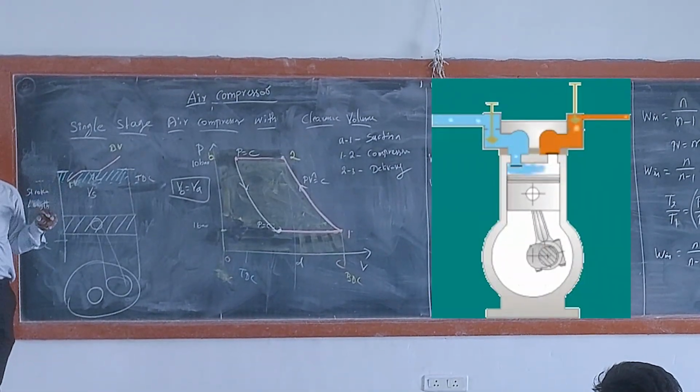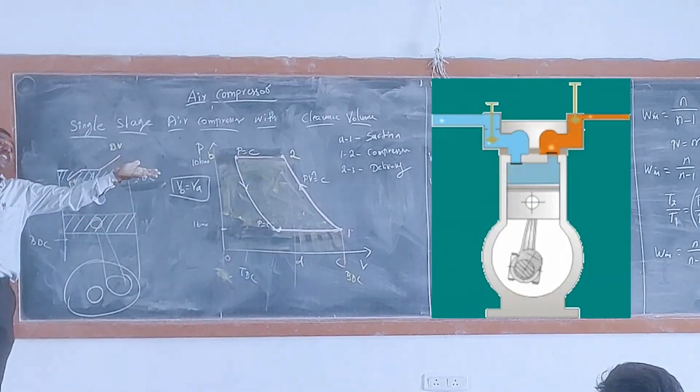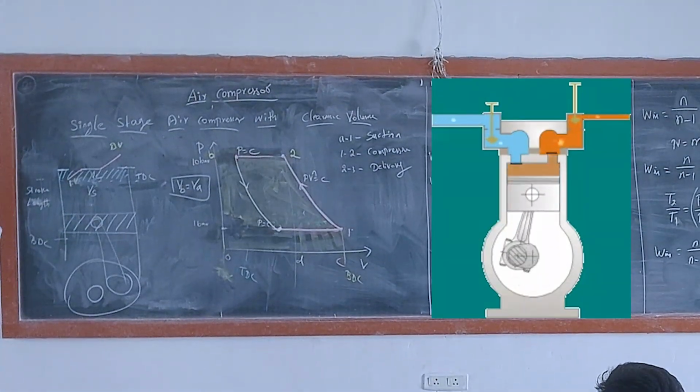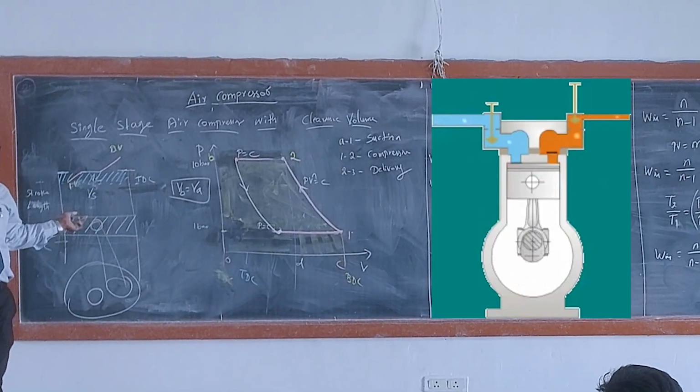Otherwise, we don't use clearance volume at all, which is without clearance is more efficient than with the clearance. Then why should I go for without clearance? Got it? Understood? Any doubts here?